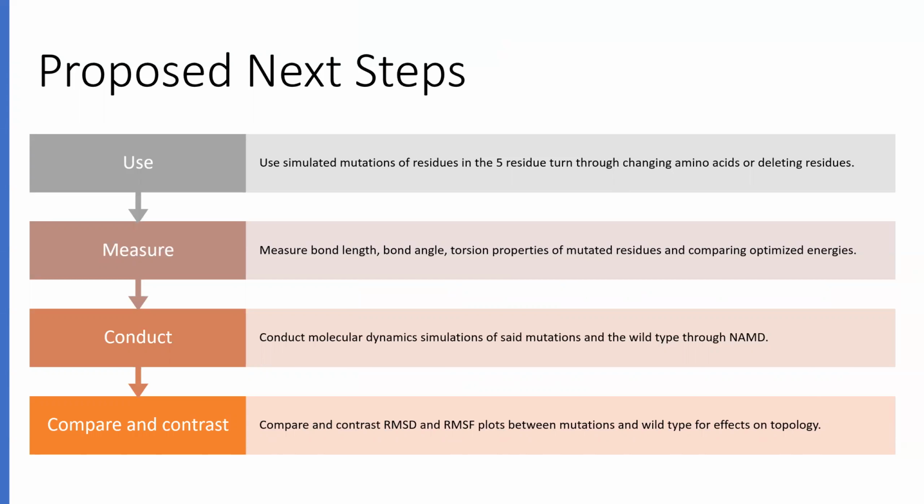You can actually just measure the bond length and angle and torsion properties without having to go into the .com file. However, the specific residues aren't identified, so you would have to correlate those using VMD and Avogadro. And then once all that is done, you can compare and contrast the RMSD and RMSF plots between the mutations and the wild type for effects on topology, similar to what was done with the C-terminal segment.